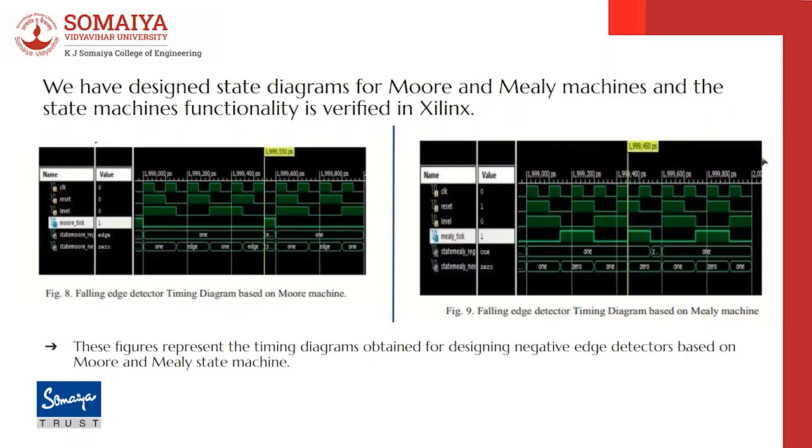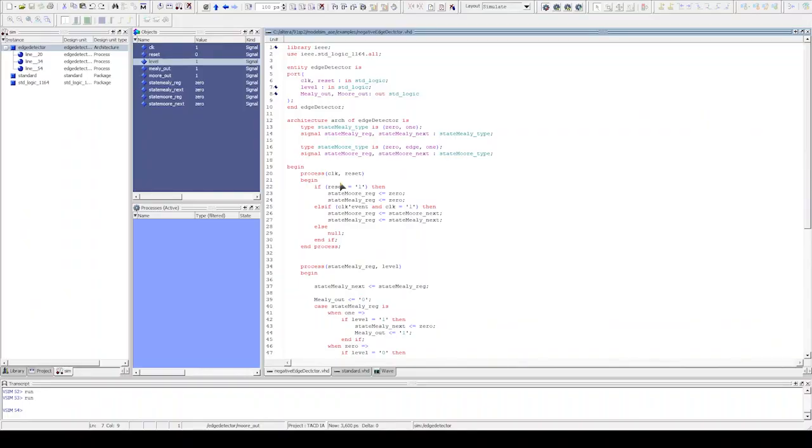We have designed the state diagrams for the Moore and Mealy machines previously. Now we have tried implementing the code in ModelSim software. Now I will explain the code. We have tried implementing the same Moore and Mealy circuit in VHDL using ModelSim. First, we have created inputs for clock and reset in std_logic, level, which is the transition input, in std_logic, and Moore out and Mealy out in std_logic as well.